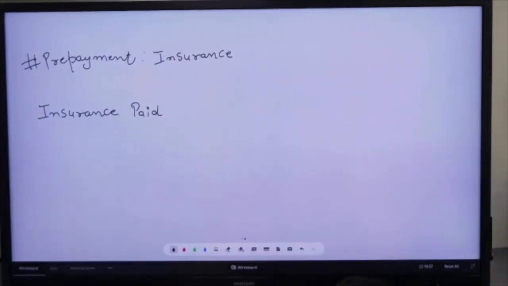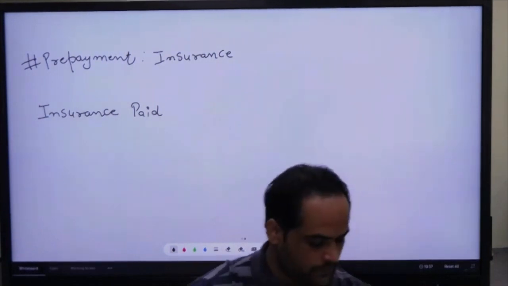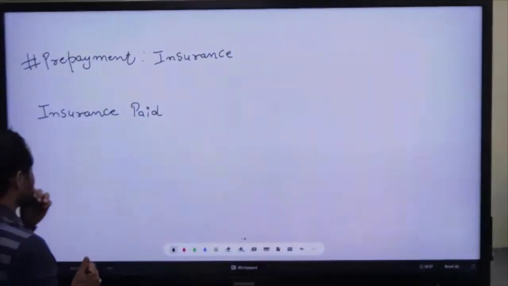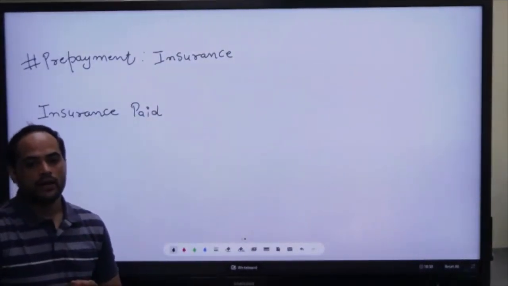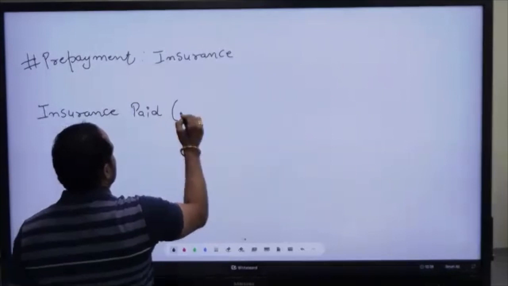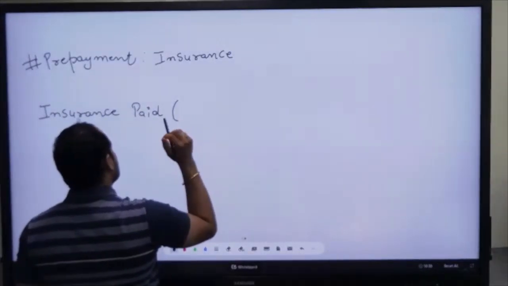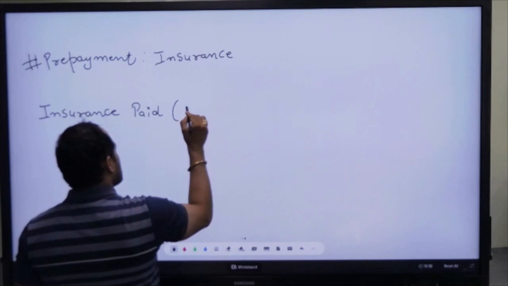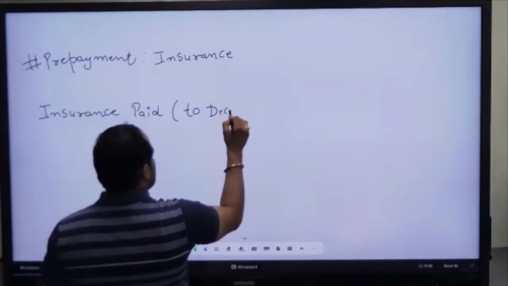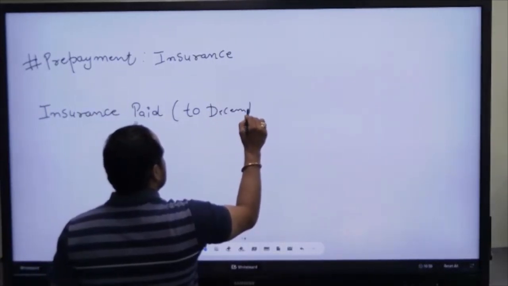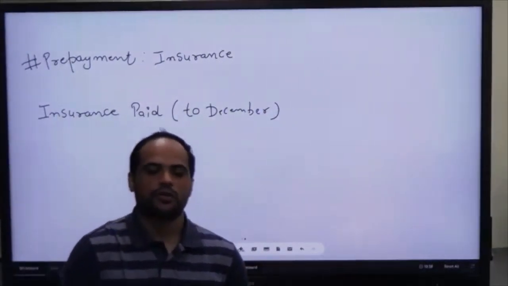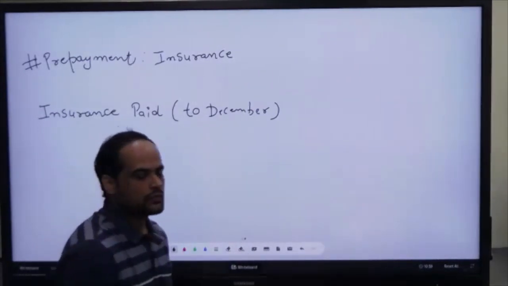So for insurance, this is insurance expense, right? So insurance expense paid to December, right? We have been paid to December. Paid to December, whatever is the date as per your assignments. So the amount was 1,000.